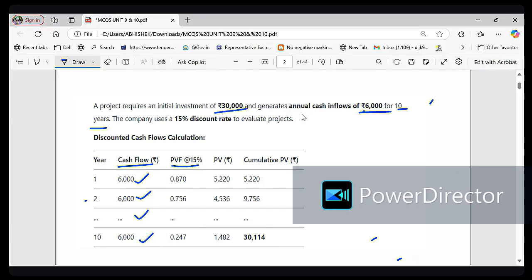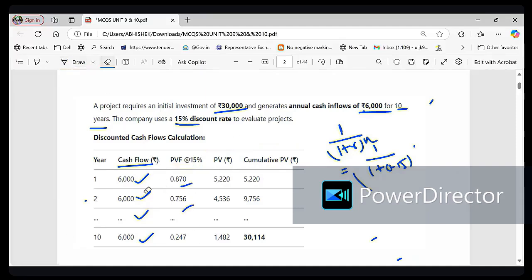Then we have the present value factor. You know what is present value factor? It is nothing but 1 upon (1 plus r) whole to the power n. So what is r here? R is the discounting rate. So 1 upon (1 plus 0.15). And what is n? For the first year n is equal to 1, for the second year n is equal to 2, for the third year n is equal to 3. That's why you see this value.